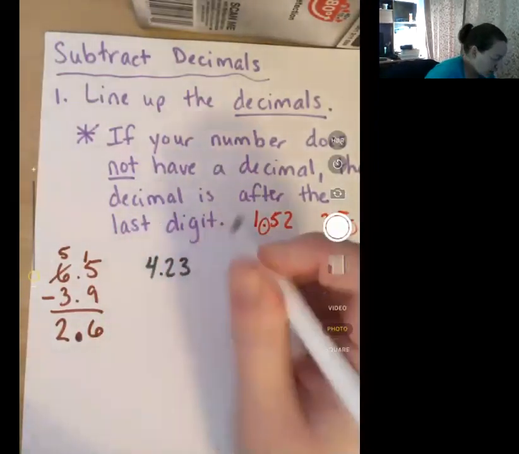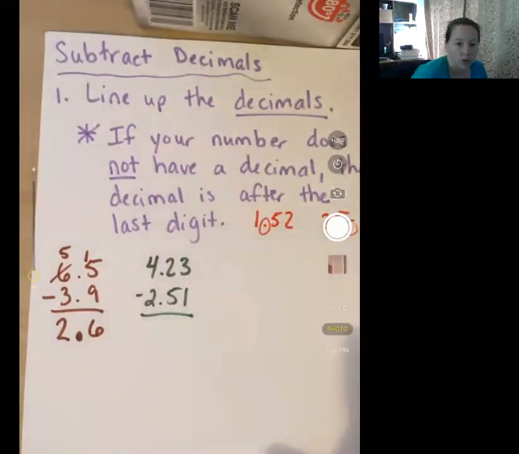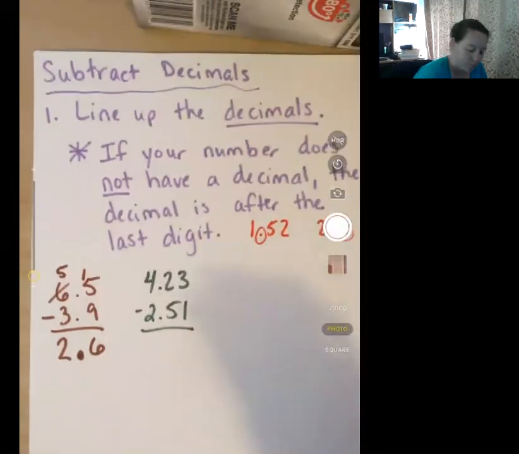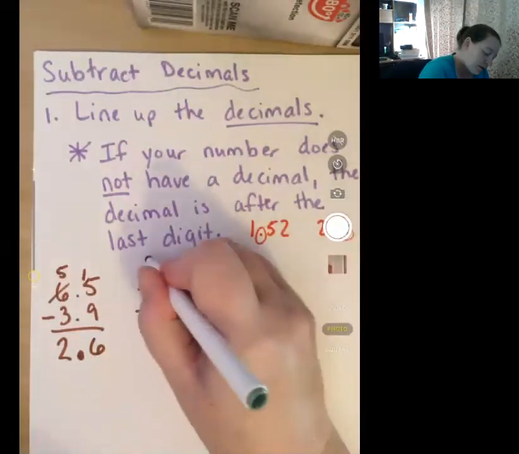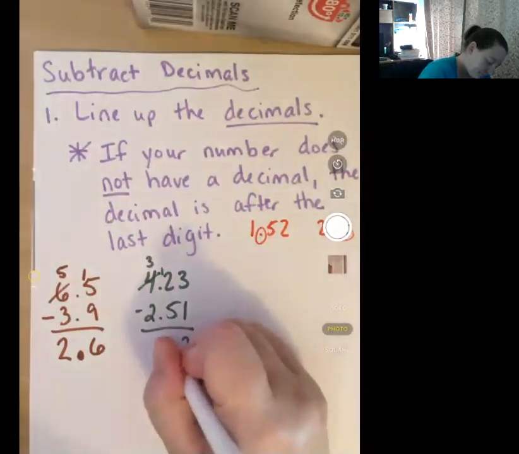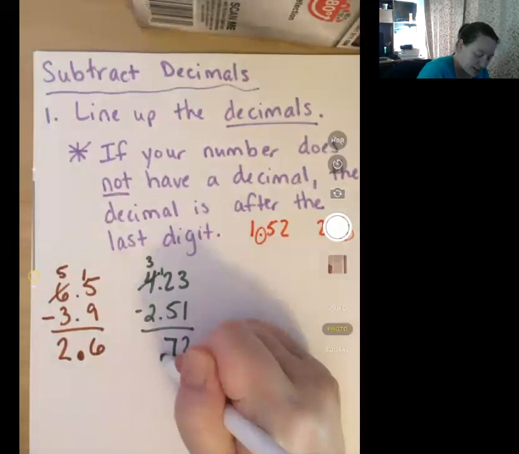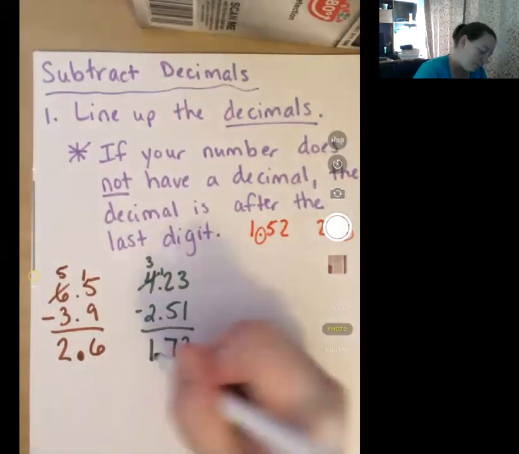4 23/100 minus 2 51/100. 3 minus 1 is 2. 2 minus 5, I can't take 5 out of 2. I have to go borrow. So that becomes a 3, that becomes a 12. 12 minus 5 is, that one's one of the harder ones, 7. Decimal point stays in the same place. 3 minus 2 is 1.